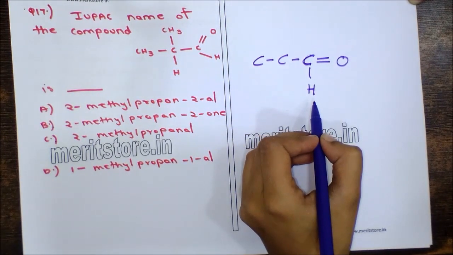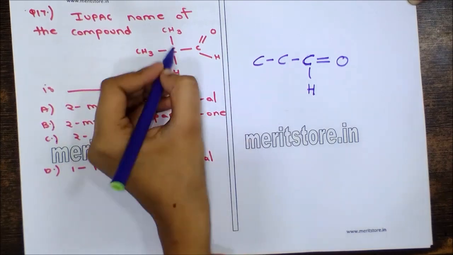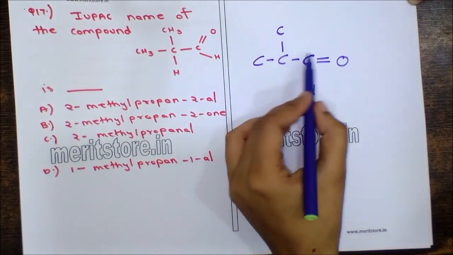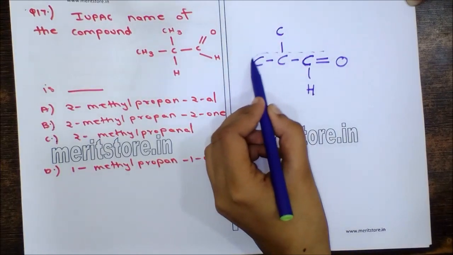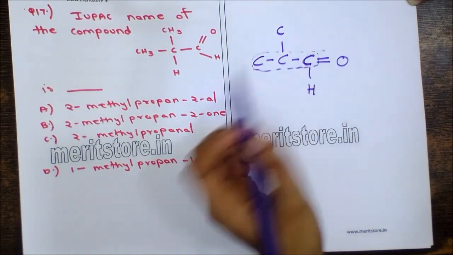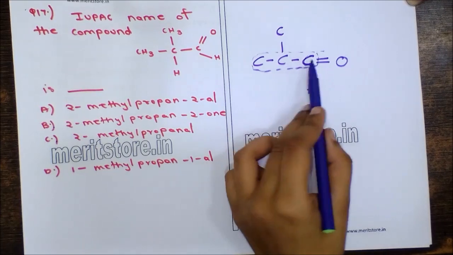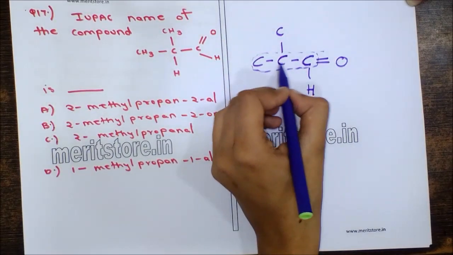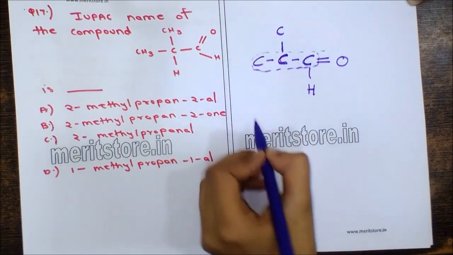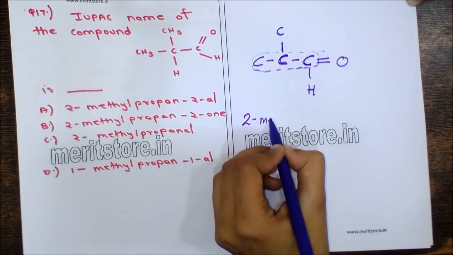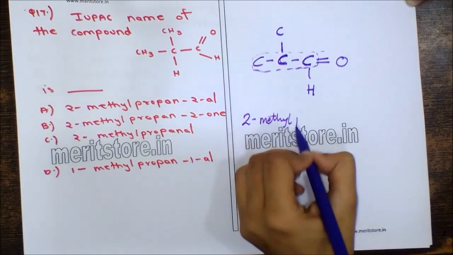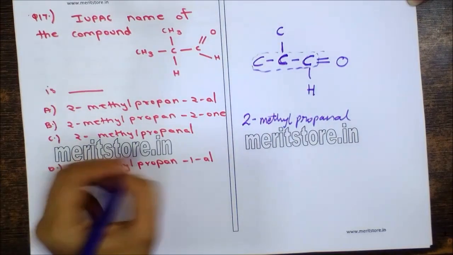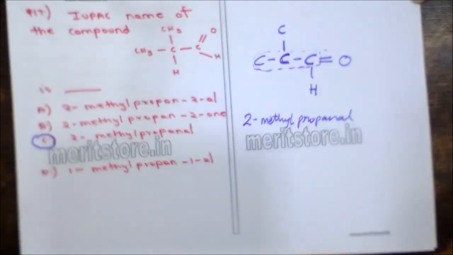So it won't be a propane, it will be an aldehyde. Over here I have another methyl. Now if we just see the longest chain, this is my longest chain. So it is my propane with an aldehyde, so it will be a propanal. And on my second carbon, there is a methyl, so 2-methyl propanal. 2-methyl propanal, option C, is my correct answer.